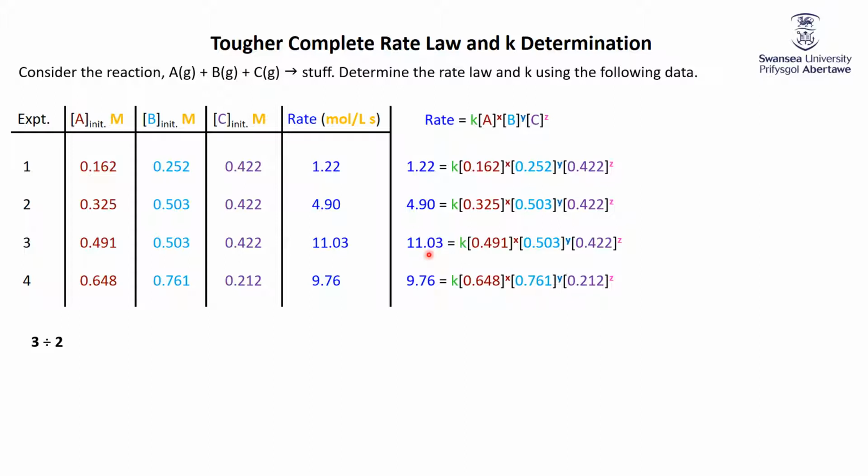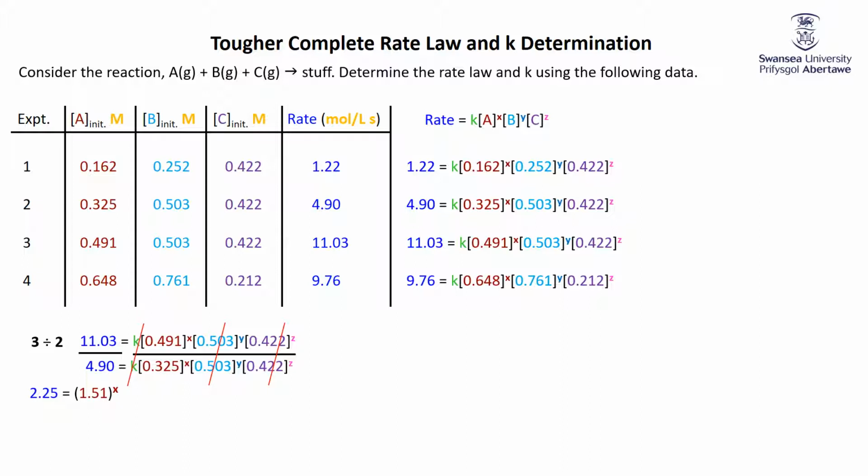So number 3 has got 11.03 as the rate, 2 has got 4.9 as the rate. So let's just set that up. 3 divided by 2. Make sure you see how I've got this. There's 3 on top, there's 2 on the bottom. So cancel out the k's, cancel out the 0.503 to the y's, the 0.422 to the z's, and what I'm left with is 11.03 divided by 4.9, which comes to 2.25, is equal to 0.491 to the x divided by 0.325 to the x. Well, as they're both to the x, we'll just divide those in, and we get 1.51.